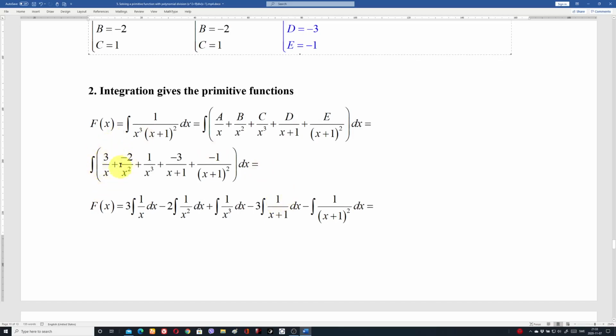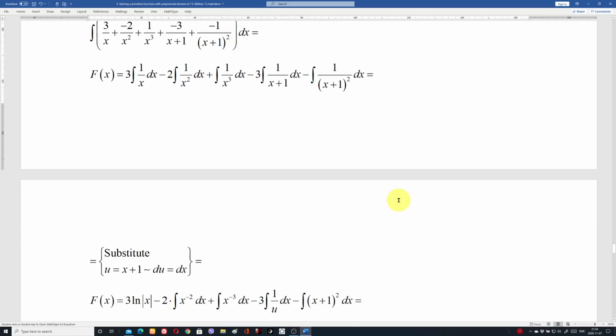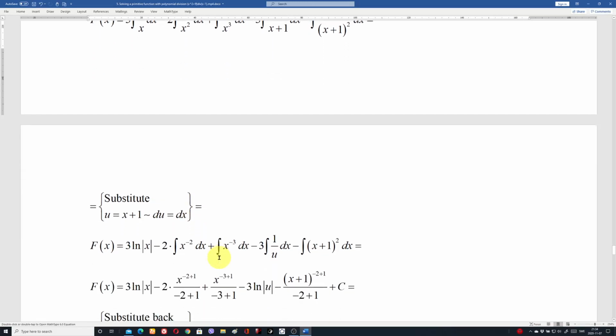And after that, I take every one of these as its own integral, putting the constant 3 in front of the integral, 1 divided by x dx, minus 2 coming in front of the integral, 1 divided by x power 2 dx, plus 1 divided by x power 3 dx, minus 3, and the last one, this minus goes in front of the integral, 1 divided by x plus 1 power 2. And now I'm substituting this one here, because this should give that u is x plus 1. When I'm taking the derivative, du is equal to dx, which gives the ln.